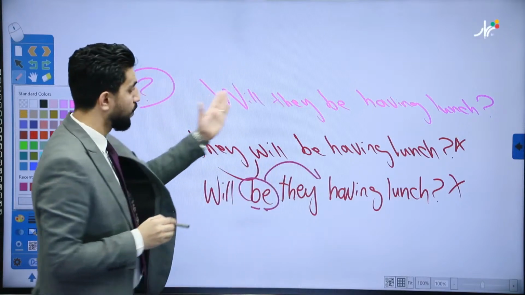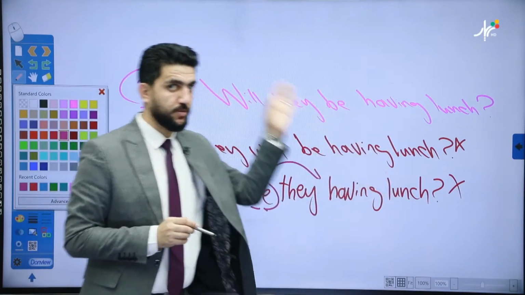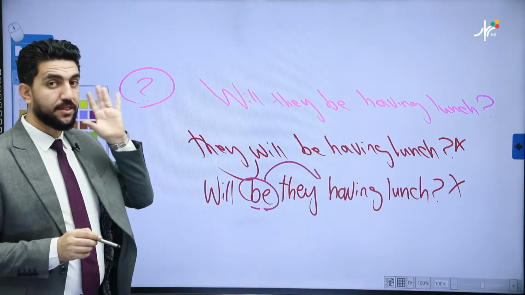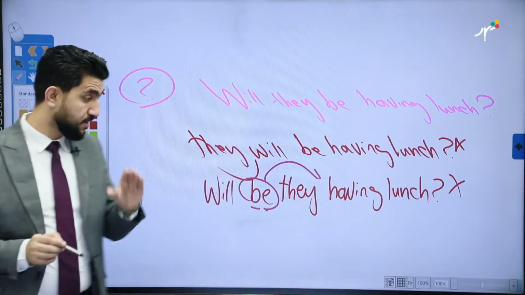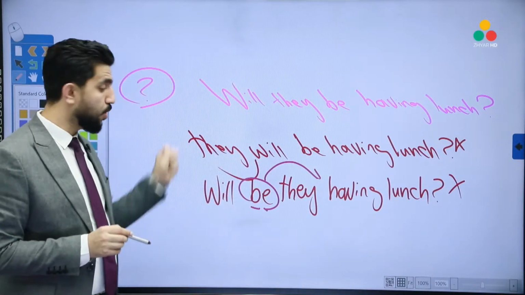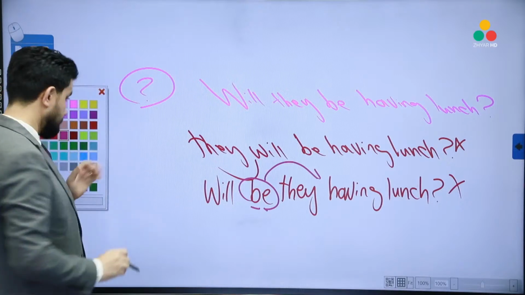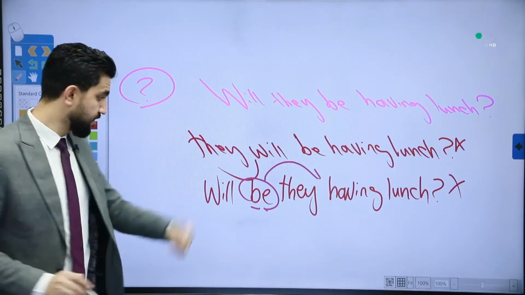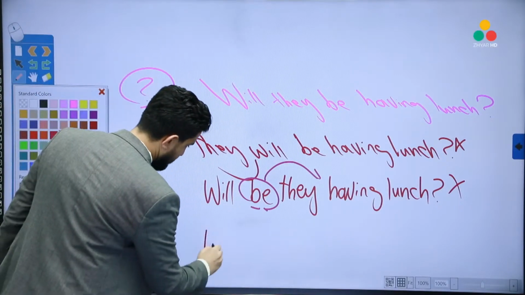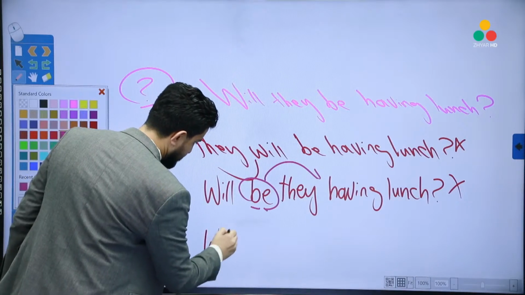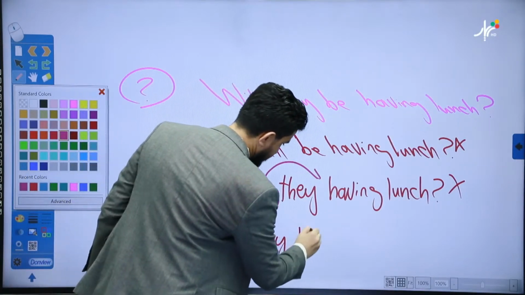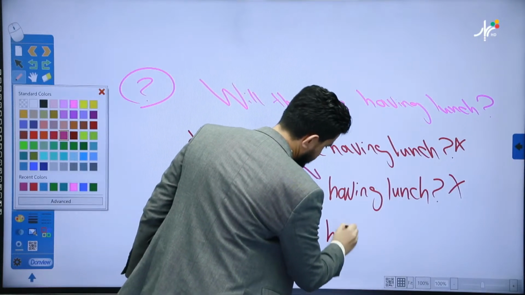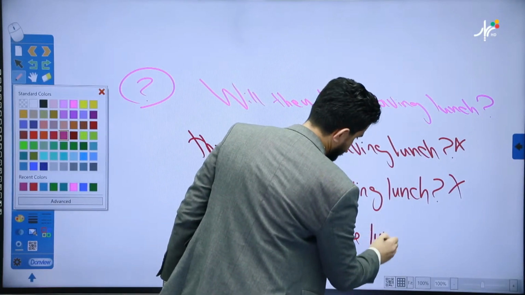So what do we say? Will they be having lunch? Okay, be goes after the subject, the name, the noun, the pronouns, okay? It goes after them. So this one is also wrong. What else is wrong when it comes to questions? This one, take a look. Will they be have lunch?